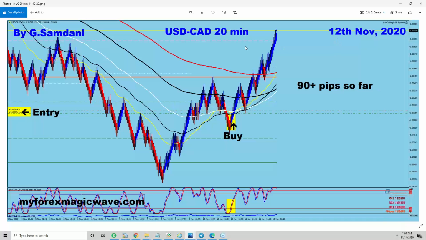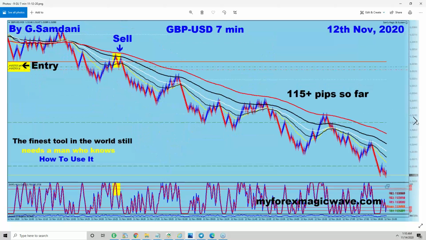Okay, on the 12th, the USDCAD. This is because of the CAD, USD strength, and a beautiful entry for 90 pip. And same setup. I don't have to go over it again and again.